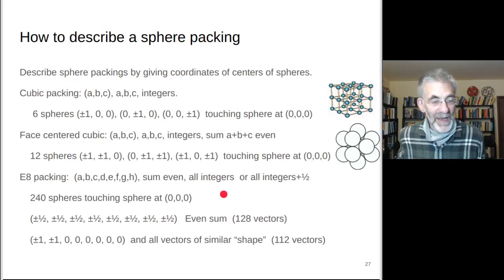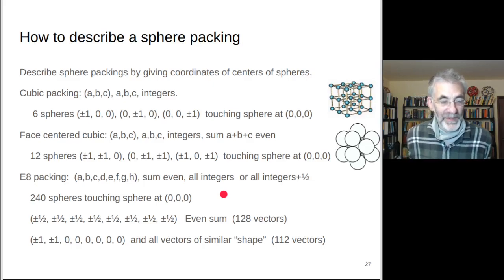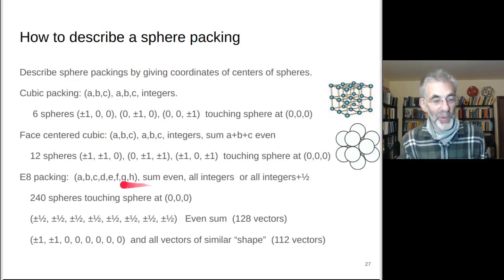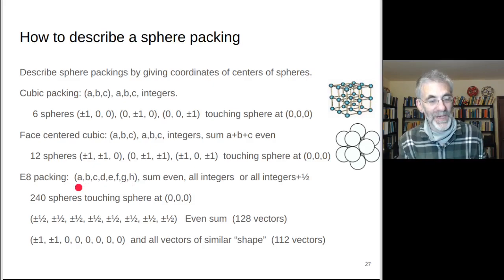So we can now describe the E8 packing of spheres. It's almost where you take all numbers to have integer coordinates, except that, first of all, you say that the sum is even, as in the face-centered cubic, but then you also allow all the coordinates, they don't all have to be integers, they could all be integers plus a half.